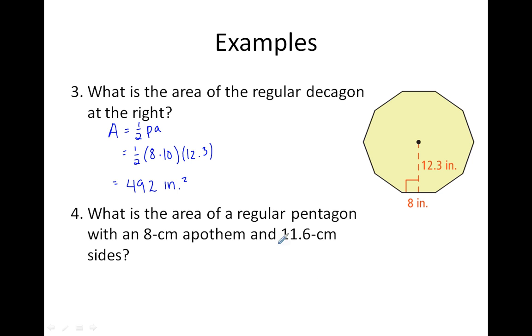Now this next example, we're now finding a regular pentagon, so we're going to have 5 sides. So again, we start with our formula, 1/2 times the perimeter times the apothem. So we have 1/2. Now for my perimeter, I'm going to have 5 times the side length. It tells me the side length is 11.6 centimeters, so I have 5 times 11.6 times my apothem of 8 centimeters. If I multiply that out, I get 232. My unit is centimeters squared.